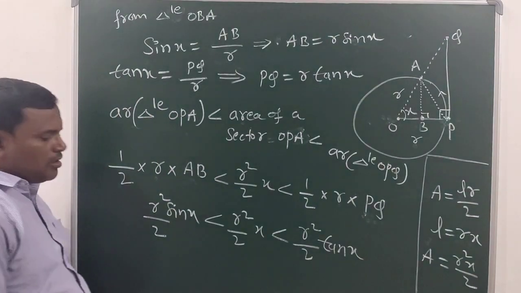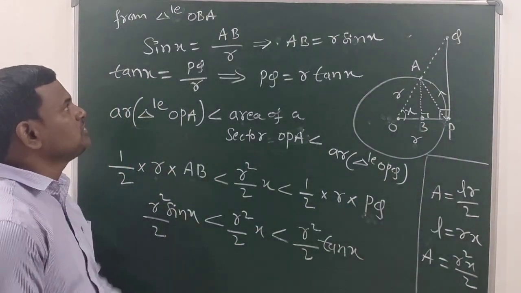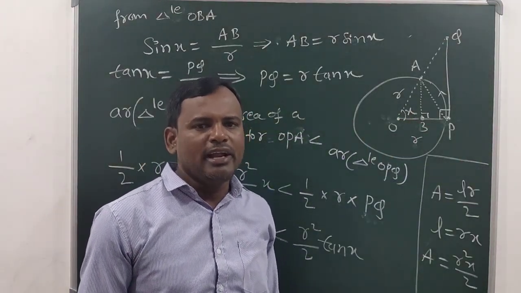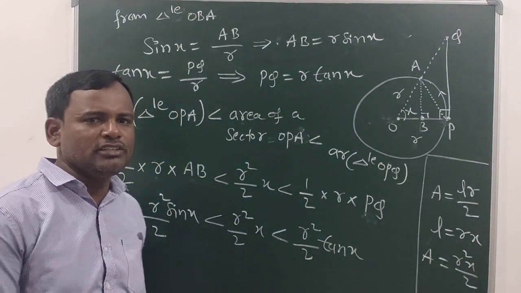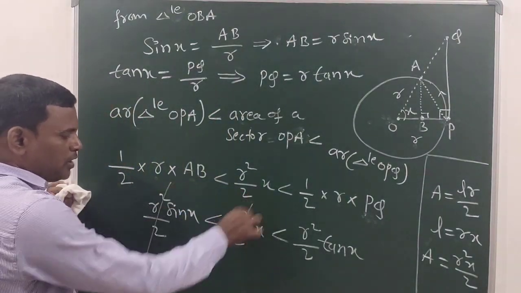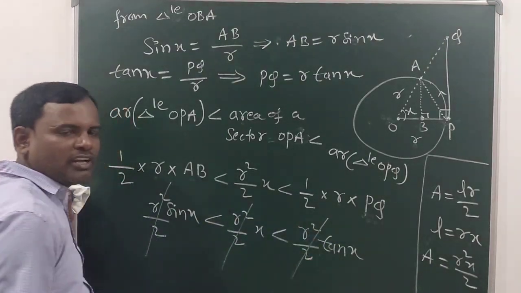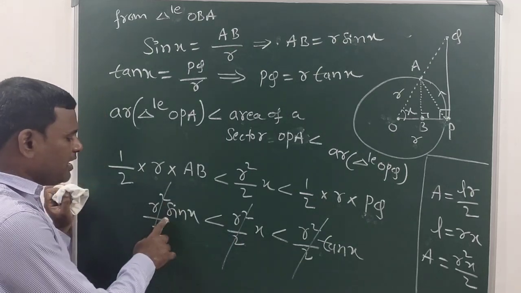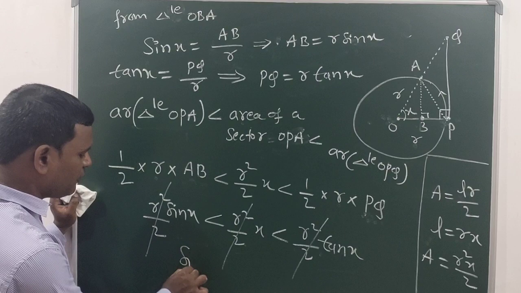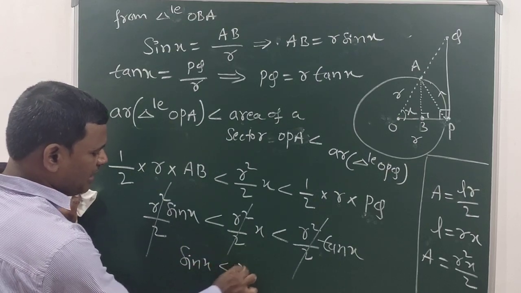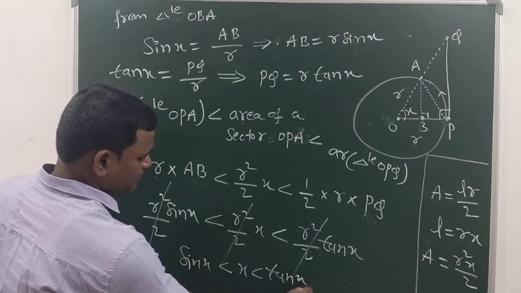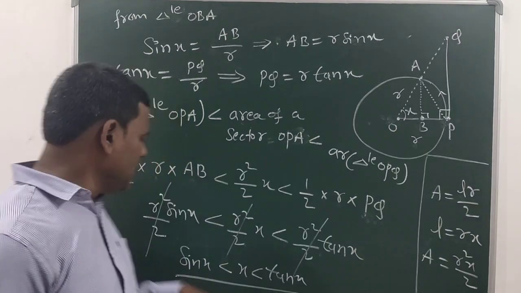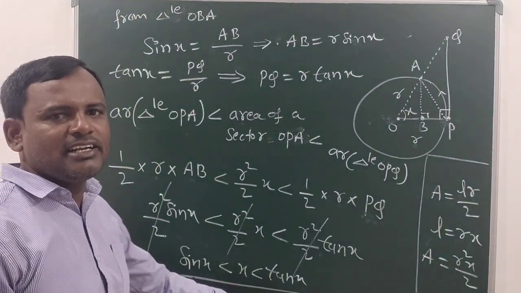Okay. Now all these are positive quantities only because your x belongs to 0 to 90. So I am cancelling this R square by 2, a positive quantity, from 3 terms. Can we cancel? Yes. After cancelling R square by 2, what is left? Sin x less than tan x. So if x belongs to 0 to 90, then sin x is less than tan x.